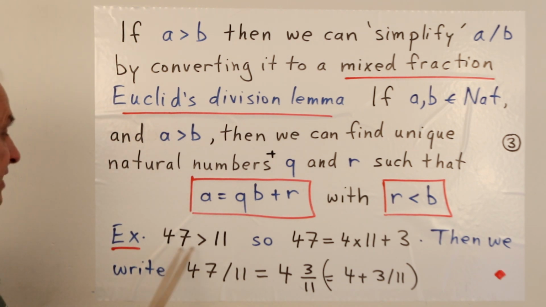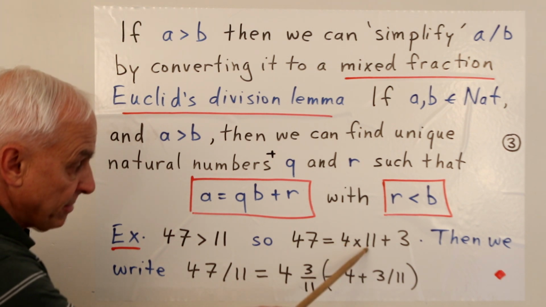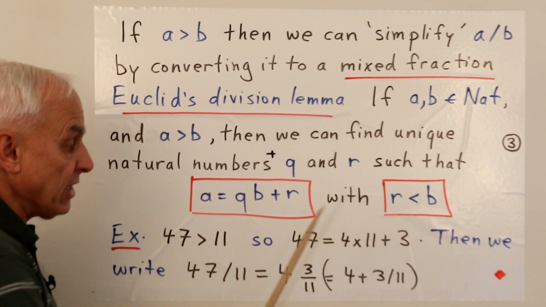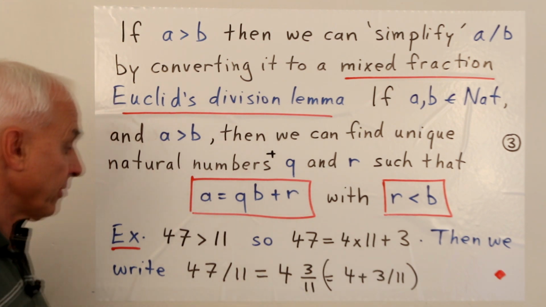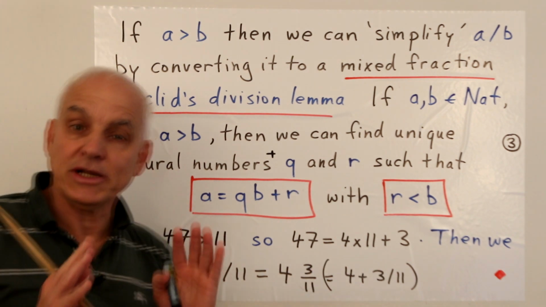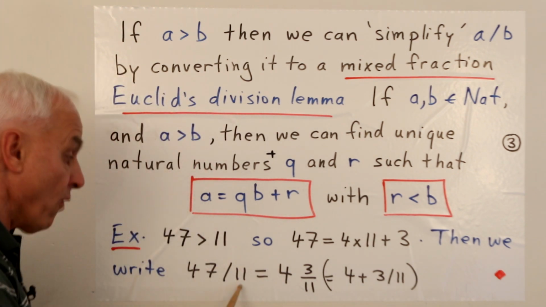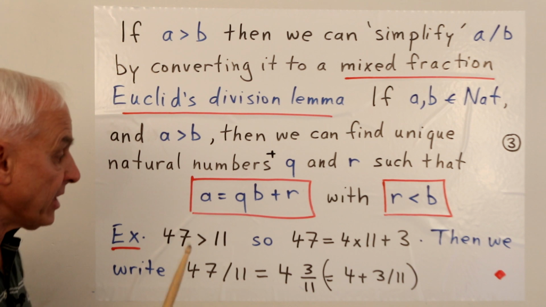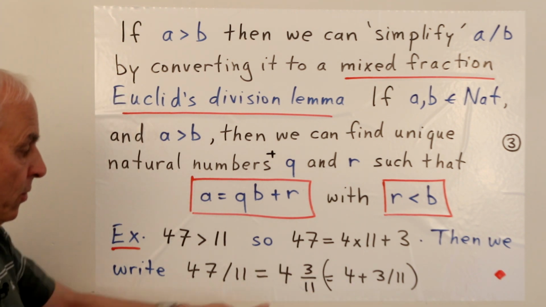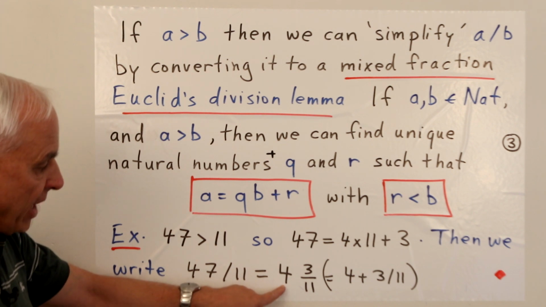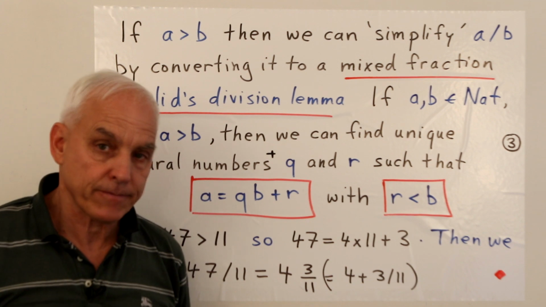So for example, 47 happens to be bigger than 11. So if you divide 47 by 11, you get 4 times 11, that's 44, plus a remainder of 3. So the q here is 4, the r is 3. So that allows us to introduce an alternate way of writing a fraction. Instead of 47 over 11, we write it as 4 and 3/11. This is shorthand for 4 plus 3 over 11.